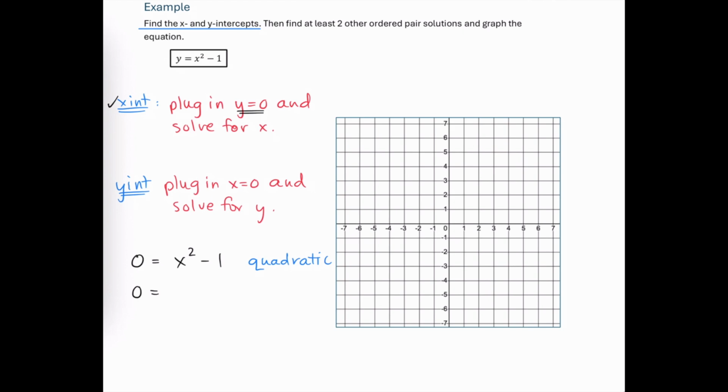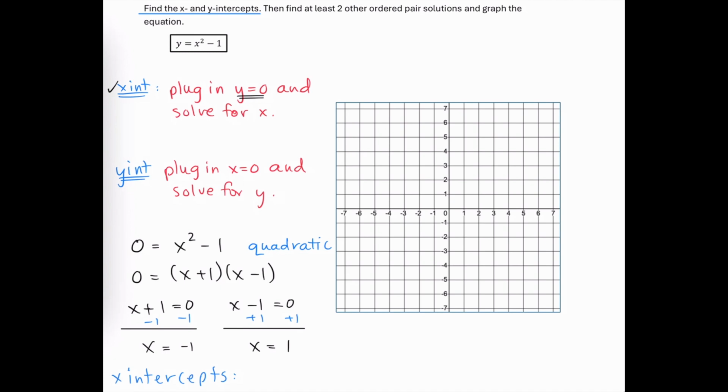This is the difference of squares, and it factors into x plus 1 times x minus 1. We can now set each of these factors equal to 0 and solve them individually for x to get x is equal to -1 and x is equal to +1. So on this graph, we're actually going to have two x-intercepts. The first is the ordered pair (-1, 0), and the second is the ordered pair (1, 0).